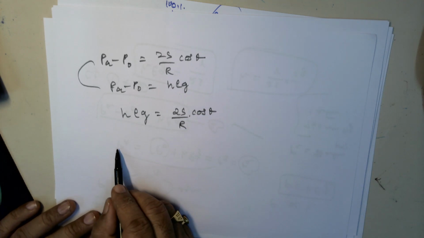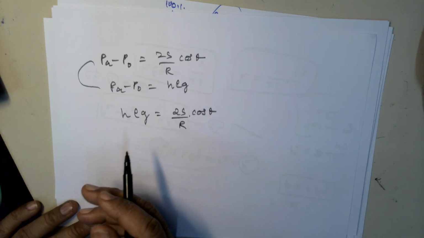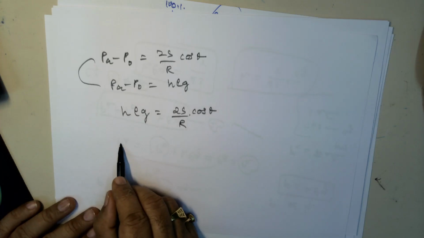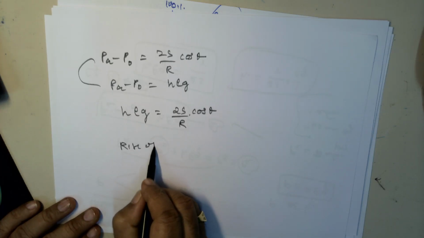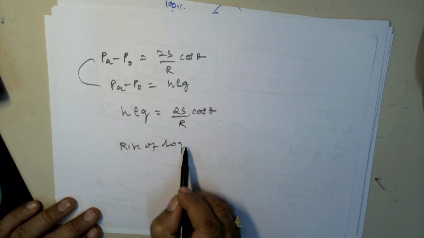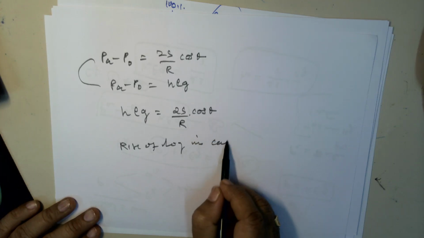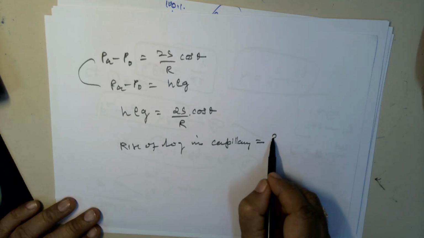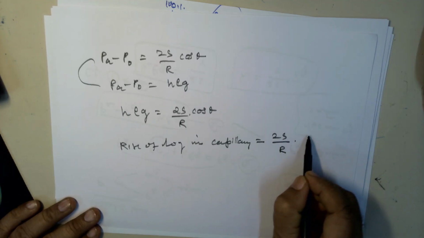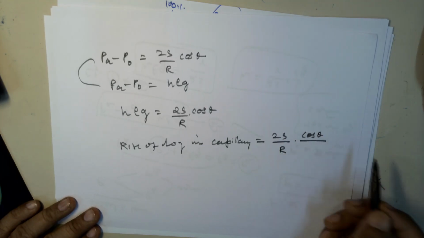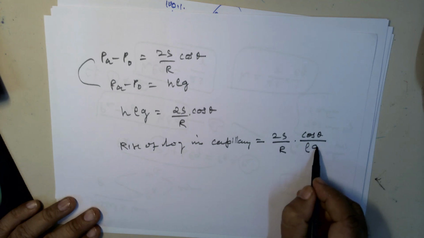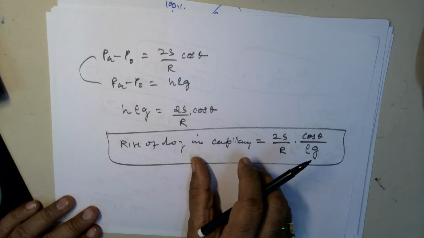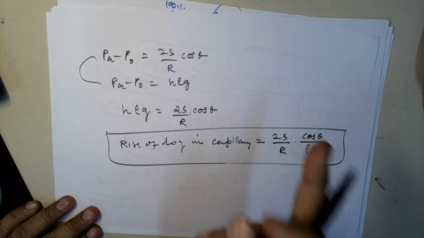So from this, the capillarity. What is capillarity? The height of rise of liquid in a capillary. The rise of liquid in a capillary tube is equal to 2S by R into cos theta divided by rho into G. There is one more application. Using this capillary rise, we can find out the surface tension also.